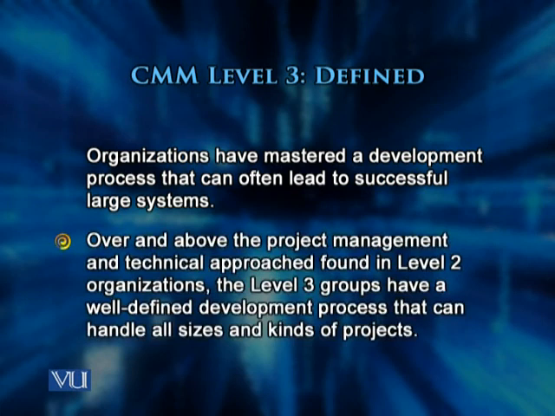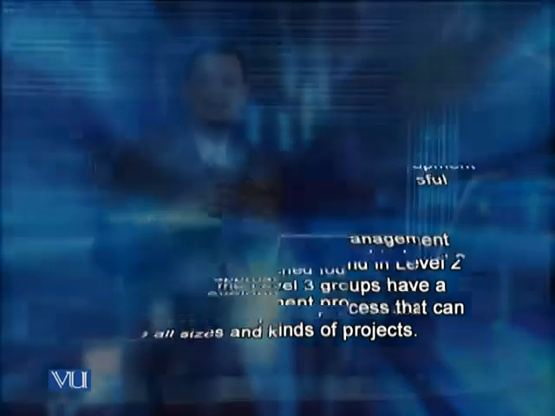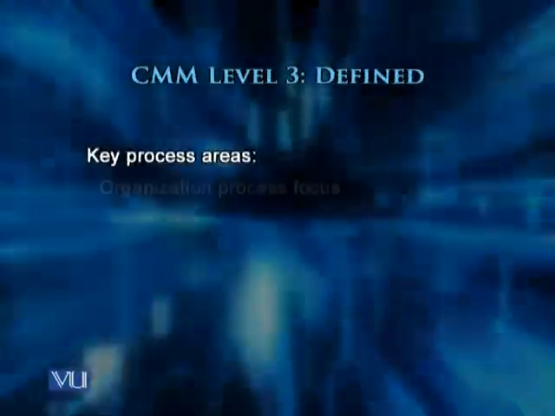Over and above the project management and technical approaches found in level 2 organizations, the level 3 organizations have a well-defined development process that can handle all sizes and kinds of projects. So not only the size is not an issue, but the domain and types of projects is not an issue, because these practices are being followed by the entire organization. CMM recommends those organizations which want to operate at level 3 should have the following key process areas.